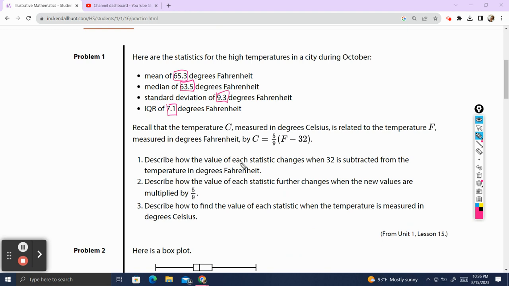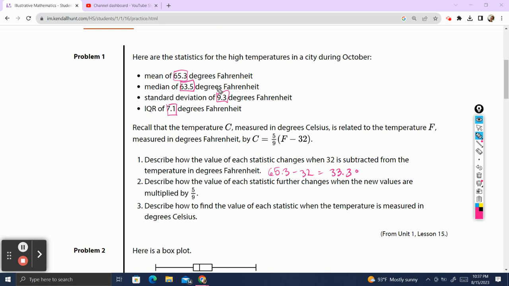This is very similar to a question we saw in the last problem set. When we subtract a constant value, it's not going to affect the shape of our distribution. Our whole distribution is just going to get shifted to the left. The mean in degrees Fahrenheit is going to get shifted 32 degrees to the left, so 65.3 minus 32 is going to give us our new mean, which is going to be 33.3 degrees.